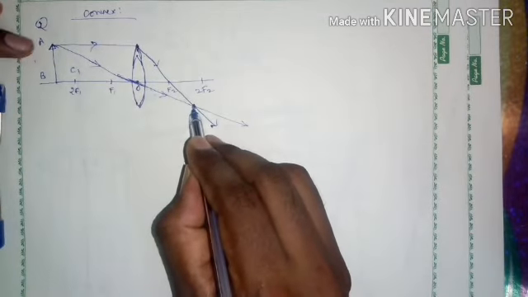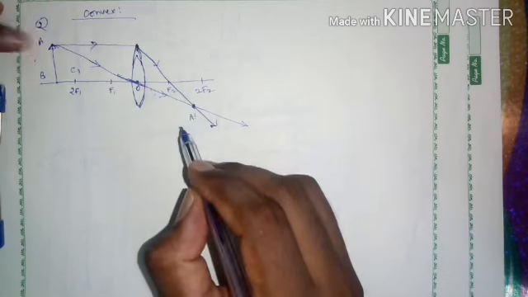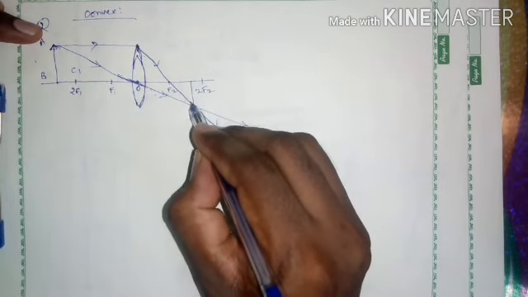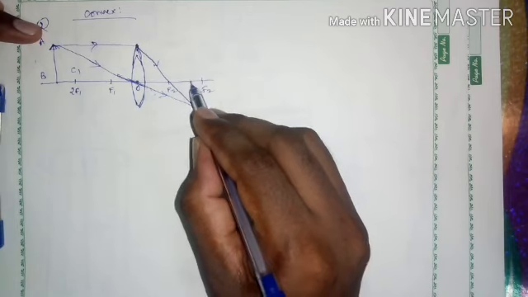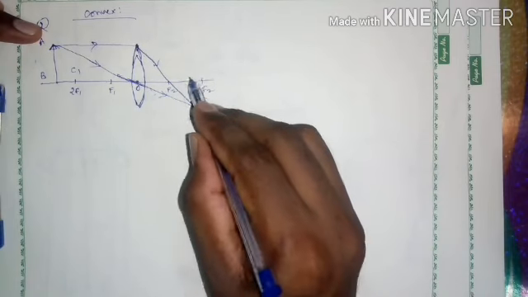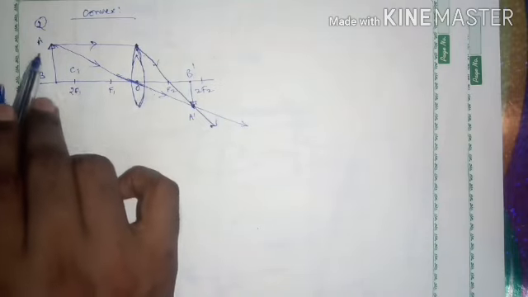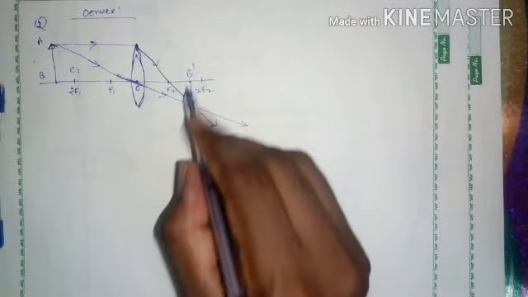So this point is A dash, that is the head of the arrow mark. And you have to draw like this. This is the head, and this is the bottom. So this is A dash, and this is B dash. So this is the object, and the image of the object is like this.